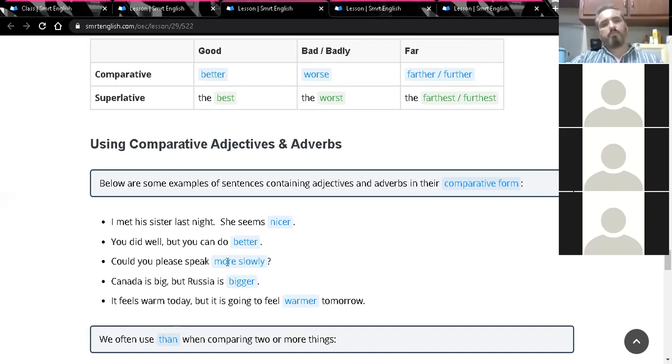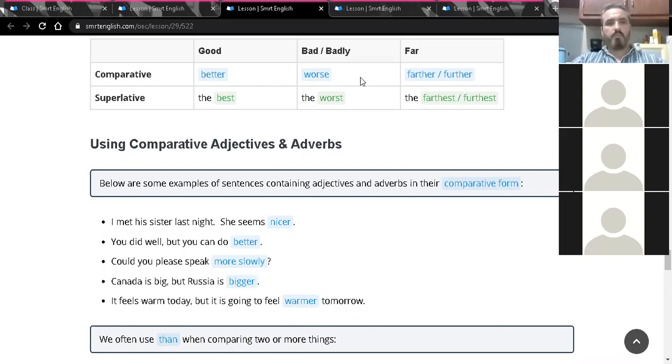Next example. Alberto, please. Could you please speak more slowly? Okay, so slowly is the adverb that I'm using to tell you to speak slowly. So more slowly is the word. Okay, Canada is big, but Russia is bigger. What does this mean? I'm comparing Russia with Canada, so I don't need to use than.